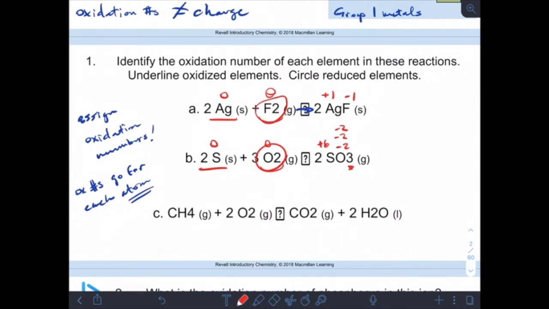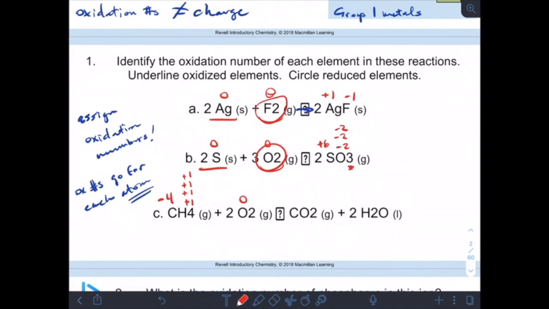All right, the easiest one to pick out is that O2. So O2, each atom of oxygen is at a 0 because it's a naturally occurring diatomic. Okay, then let's take a look at the CH4. So the CH4, when hydrogen is bonded to a nonmetal, each hydrogen is a +1, and I have 4 of them. Okay, so then in order for that whole molecule to have a total of 0, that means that my carbon has to have an oxidation number of -4.